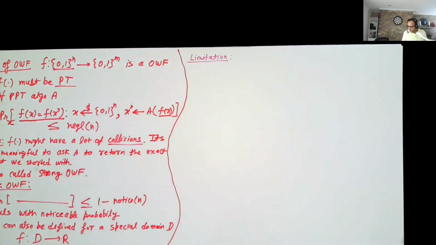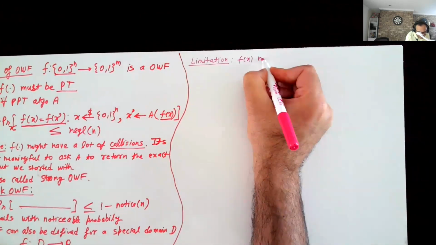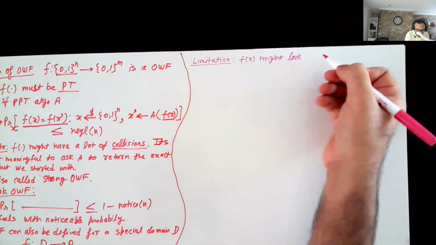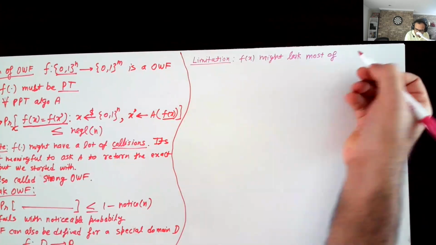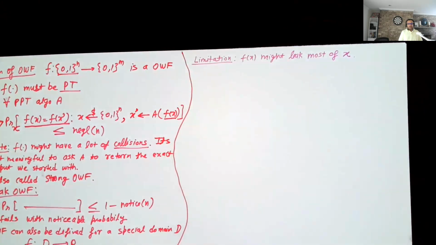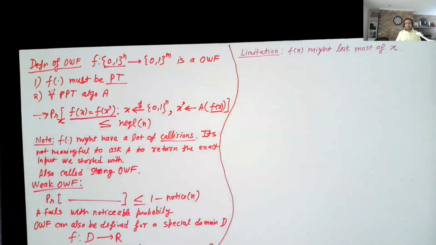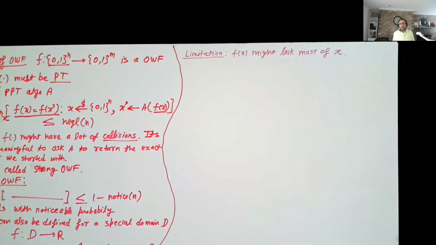The limitation here is that f of x might leak most of x. The definition only requires that the probability it leaks all of x or all of x prime, that it leaks any preimage in full, is negligible. But for example, a one-way function f might leak half of the input almost all the time.